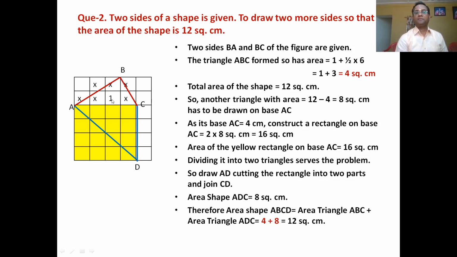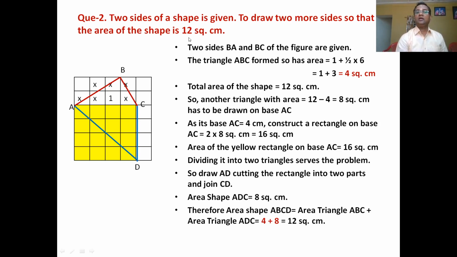The area here becomes, since there is one full square and 1, 2, 3, 4, 5, 6 half squares, half of 6 makes 3 plus 1, total making 4 square centimeters. So area of triangle ABC is 4 square centimeters. You can again do it using the formula half base, that is 4, into height 2, half into 4 into 2. So 4 2s are 8, half of 8 is again 4 square centimeters.